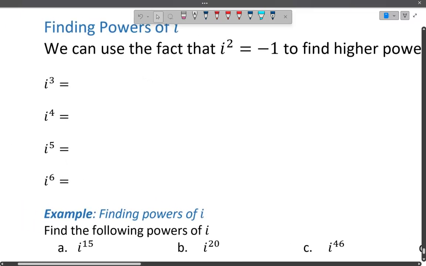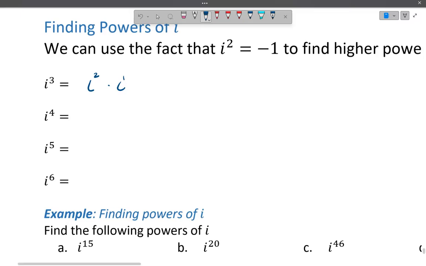So i to the third can be thought of as i squared times i to the first. Well, we know that i squared equals -1, so I have -1 times i, which just equals -i. i to the fourth can be split as i squared times i squared. Well, i squared is -1, so if I have -1 times -1, that just equals a +1.